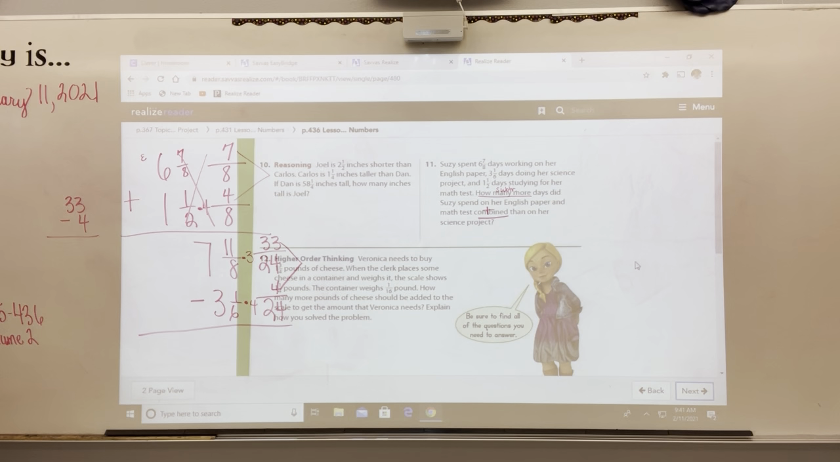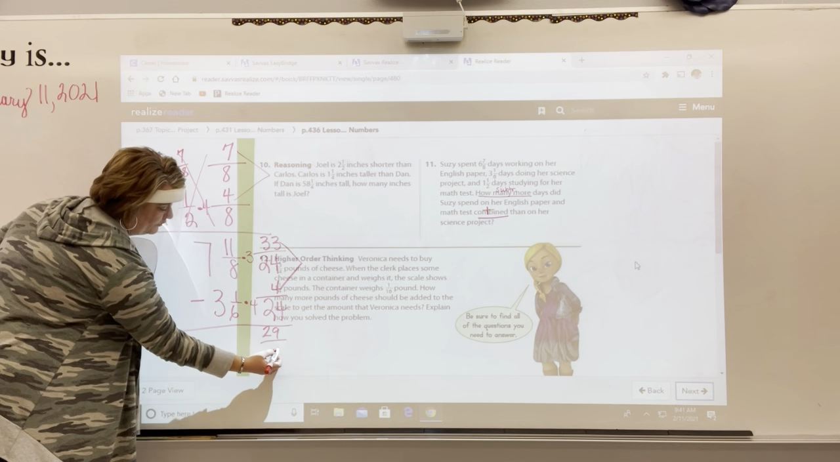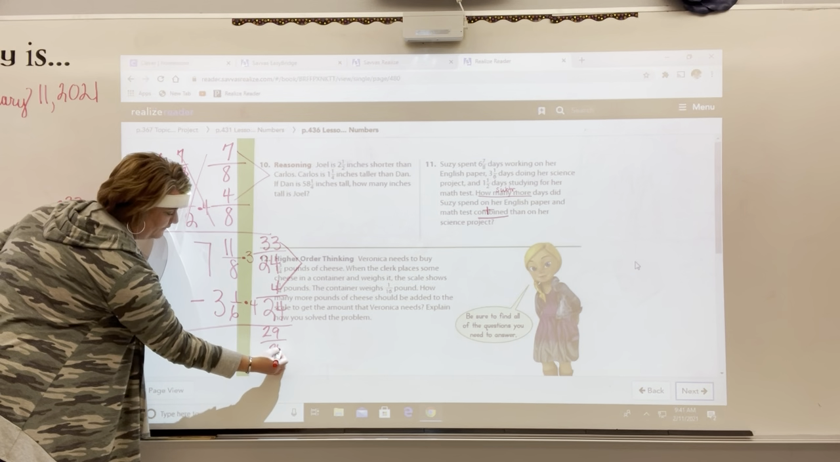What'd you get, Kiara? I haven't finished it yet. All you had to do was this became a 2 and that became a 13. Count from 4 up to 13. 9. And the 2 comes straight down. So there's your top number. 29 over what class? 24.